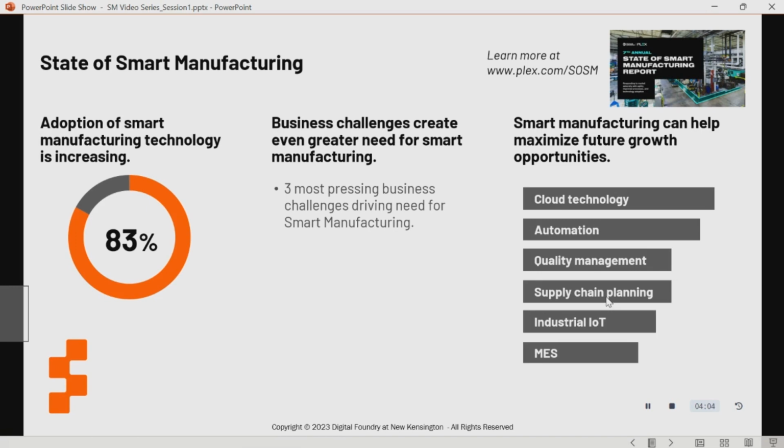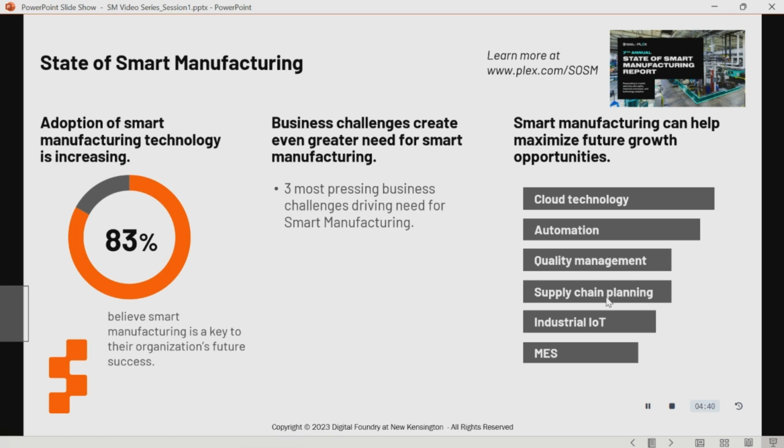So now we're going to take a look at some data and information provided to us through a recent report from one of our technology partners, Plex and Rockwell Automation. They did a survey of approximately 300 manufacturers to understand the state of smart manufacturing today. And what they found with regard to the adoption of smart manufacturing technology is that it's increasing significantly in recent years, with 83% of those surveyed believing that smart manufacturing is a key to their organization's success in the future.